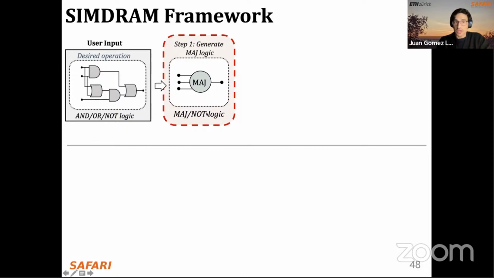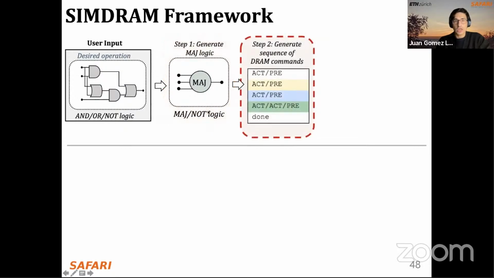After we have this majority-based logic, we can generate the sequence of DRAM commands that we will need the memory controller to send to DRAM to execute the corresponding operations. And these DRAM commands are the same DRAM commands that RowClone and Ambit propose to implement either row copies or majority operations or NOT operations. So in the end, they are activate and precharge commands. And this sequence of commands represents a microprogram.